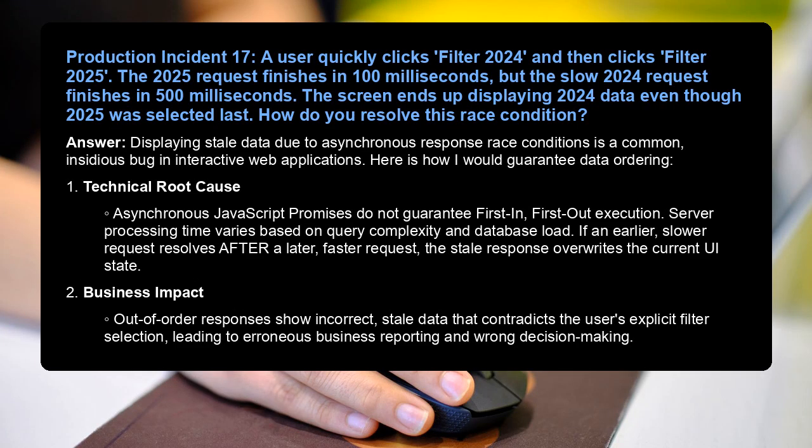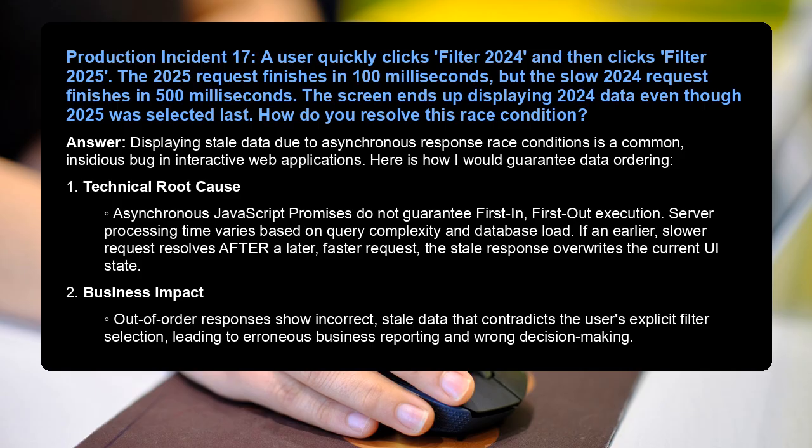Production Incident 17. A user quickly clicks Filter 2024 and then clicks Filter 2025. The 2025 request finishes in 100 milliseconds, but the slow 2024 request finishes in 500 milliseconds. The screen ends up displaying 2024 data, even though 2025 was selected last.